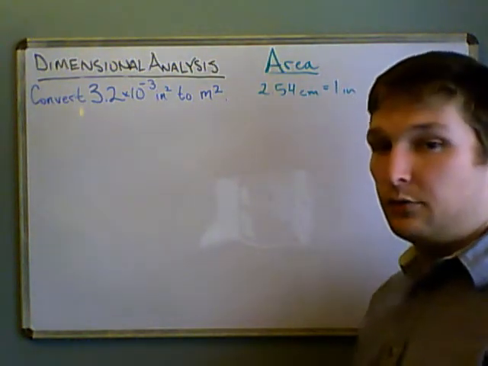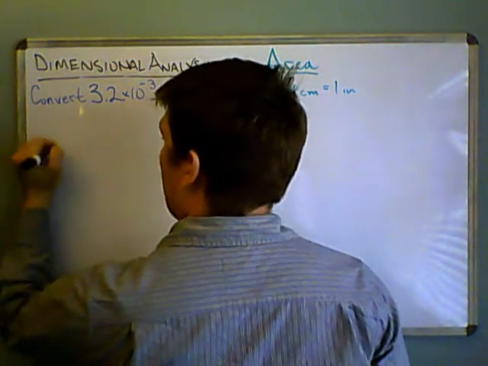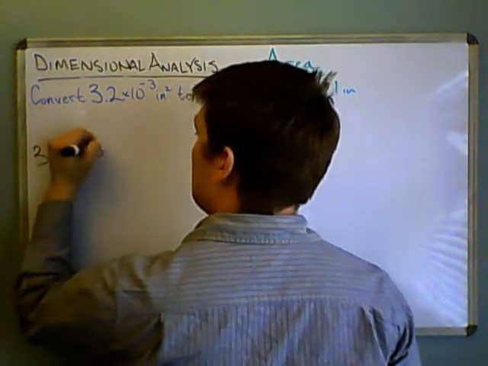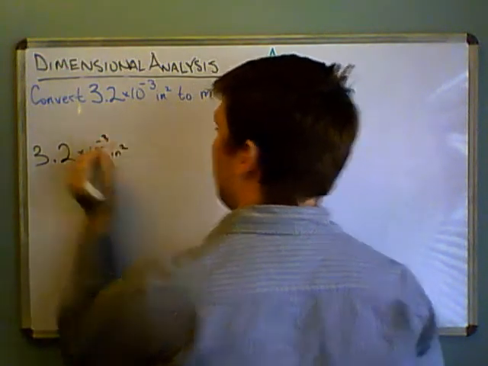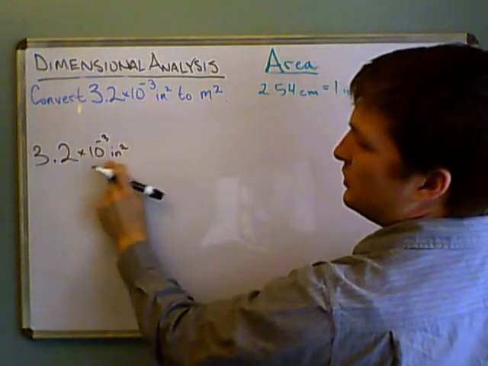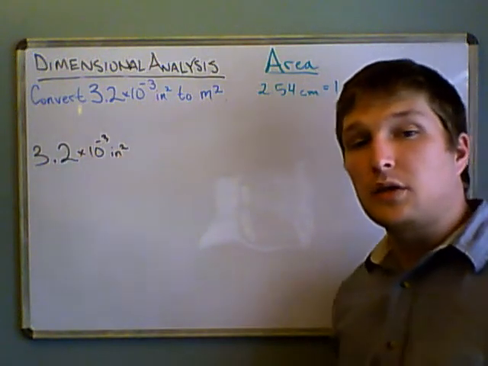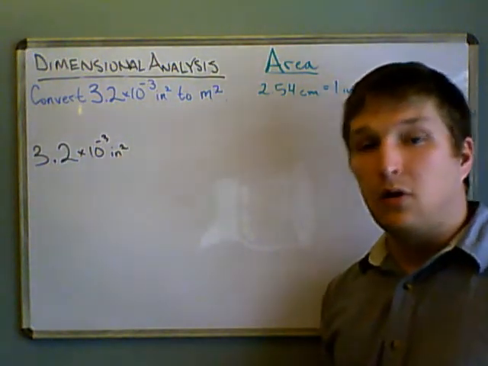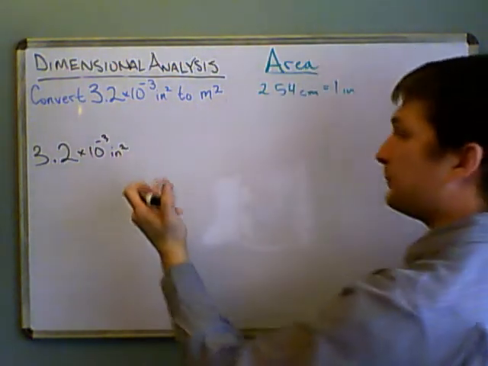So we're going to start off with what we know, put it on the left. 3.2 times 10 to the negative 3 inches squared. And I don't think I mentioned this before. It's so important to keep your units by everything, because especially when we go into stoichiometry, it's going to come up all the time. And to eliminate confusion, it's best to have your units there.